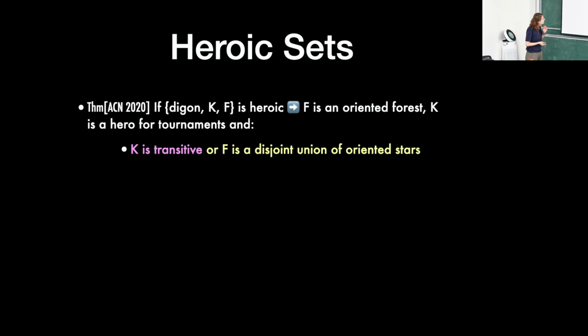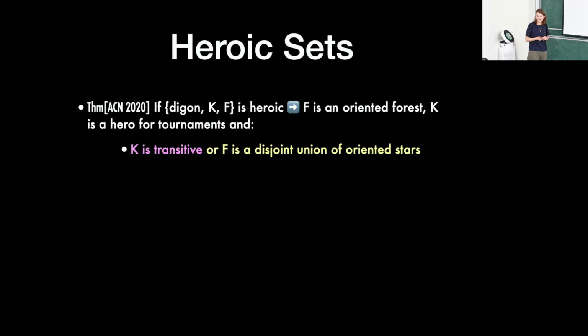Okay, and they also showed in the same paper that if you have a heroic set of size 3 containing a digon, then one of the other elements has to be an oriented forest, and the other one has to be a hero, where, remember, a hero is a tournament for which all tournaments not containing it have bounded dichromatic number. And additionally, either that tournament you're excluding has to be transitive, or the oriented forest is the disjoint union of oriented stars.